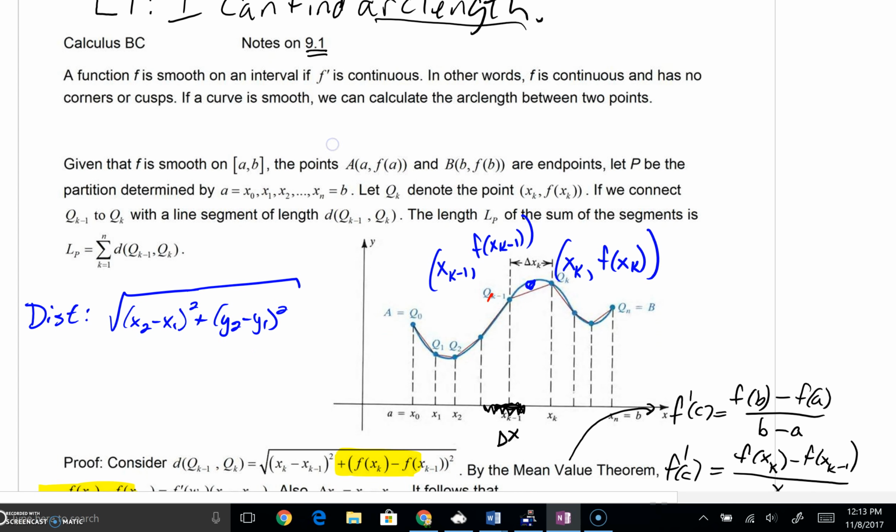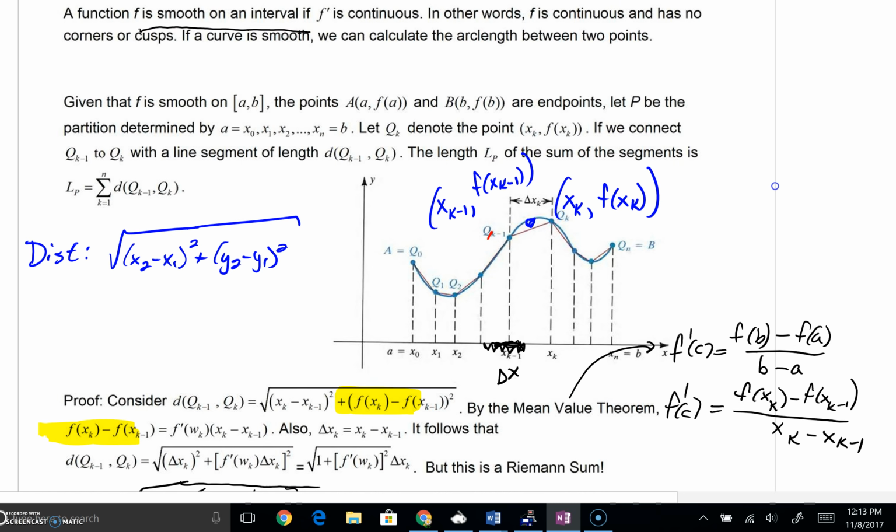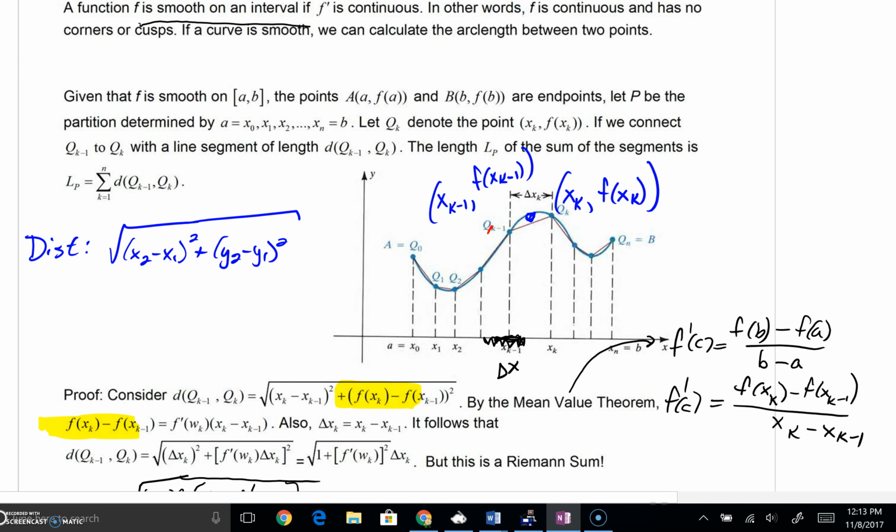So here's a big criteria. If f is smooth on the interval, if f prime, the derivative, is continuous. In other words, f is not only continuous, but there are no corners, there are no cusps. That means that your derivative is always defined. If that is true, if your curve is smooth, you can find arc length, the distance that you would travel on a curve between 2 points.